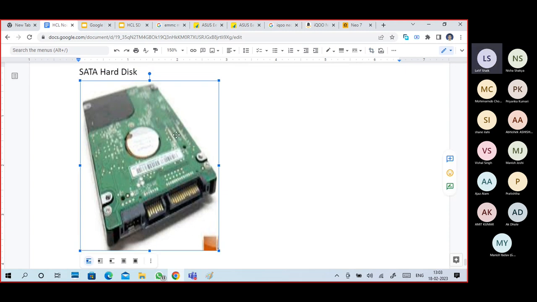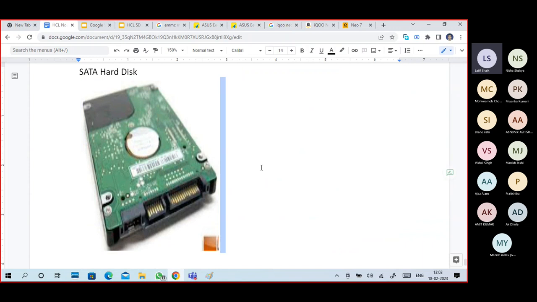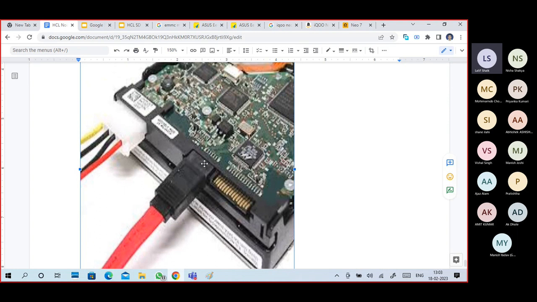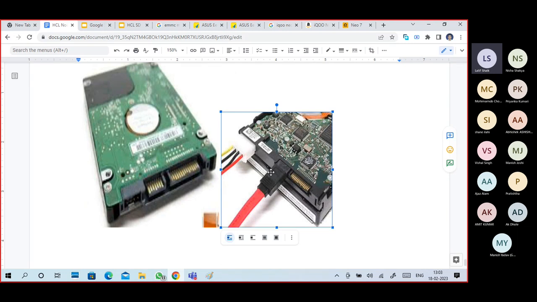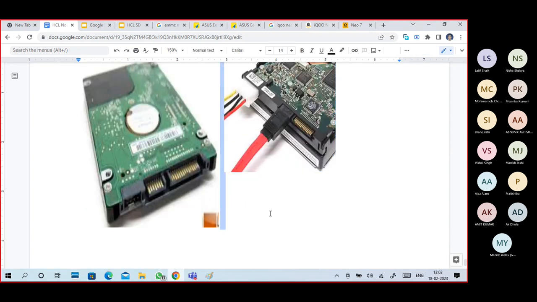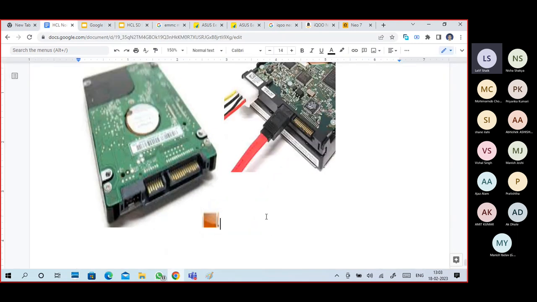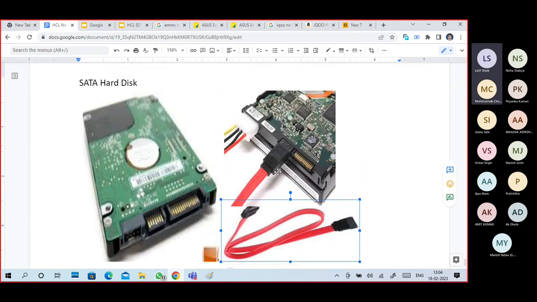It is a SATA hard disk. To connect a SATA hard disk to the motherboard, you can see this is the data cable that is connected. The power cable should be connected too, but this is a little old style SATA hard disk, so it contains a Molex connector also. You can see this Molex connector. This is how the cable looks. This is called a SATA cable.